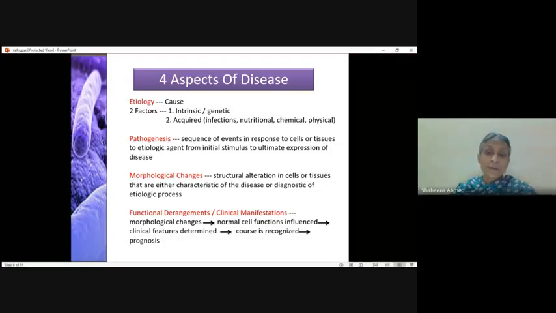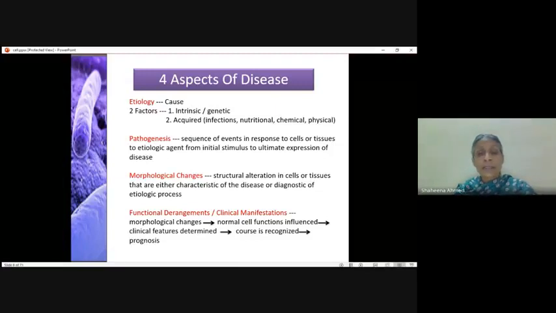Pathogenesis, this is the sequence of events which you see in a body, which start from the point when an etiological agent is introduced into the body till its final outcome. The final outcome can be anything. It can be recovery, it can be disability, it can be a paralysis, or it can even be death.